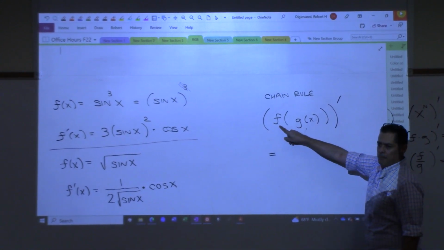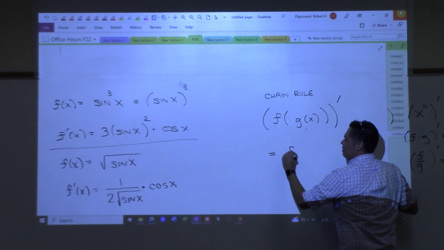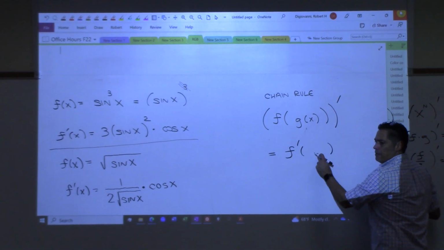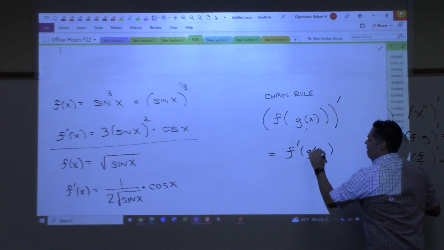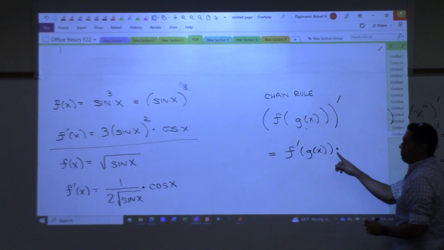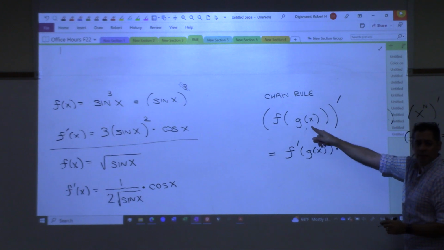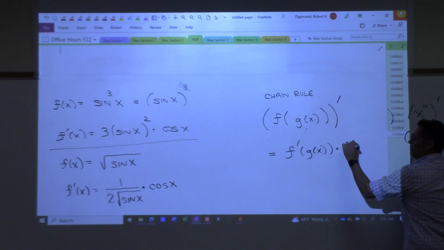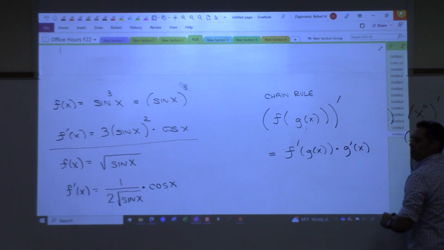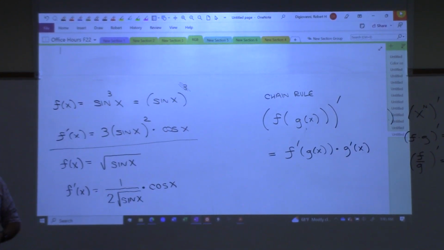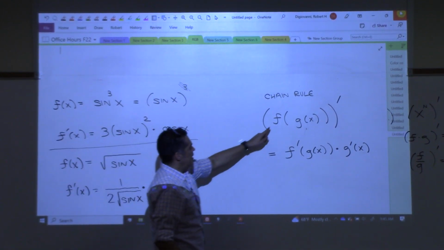F is the outer, right? So I'd write F prime. I want its derivative, but inside of it, what do I plug in? G of x, okay? And then after you're done with that, you're going to multiply by what? The derivative of that inner thing, which would be g prime of x. And that's the chain rule. Does that chain rule make sense in terms of, does it match what we've been doing? Yes?